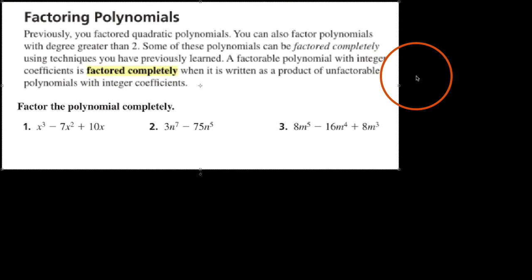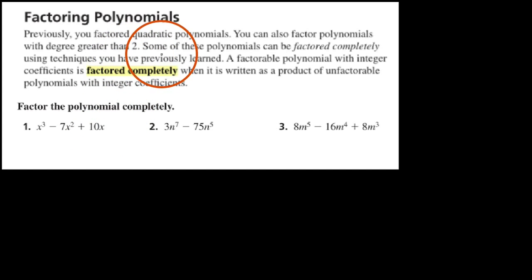Okay, YouTube, in this video and my next couple of videos, we're going to focus on factoring polynomials completely. In the past, we've talked about factoring polynomials, specifically quadratic polynomials, or polynomials of degree 2. But you can also factor polynomials with a degree greater than 2. We're going to start to see third, fourth, fifth degree polynomials, maybe ninth degree polynomials. We're going to have to factor them completely.